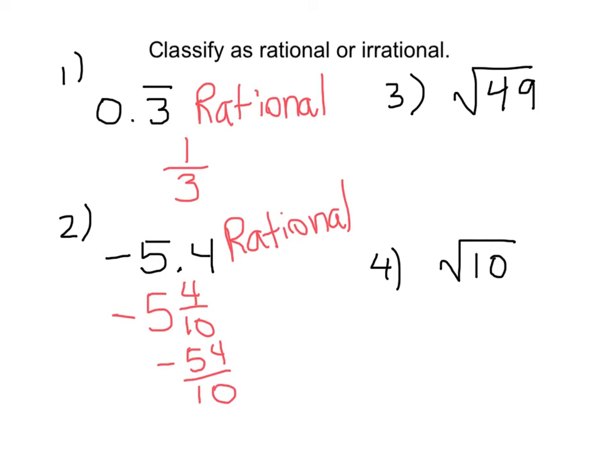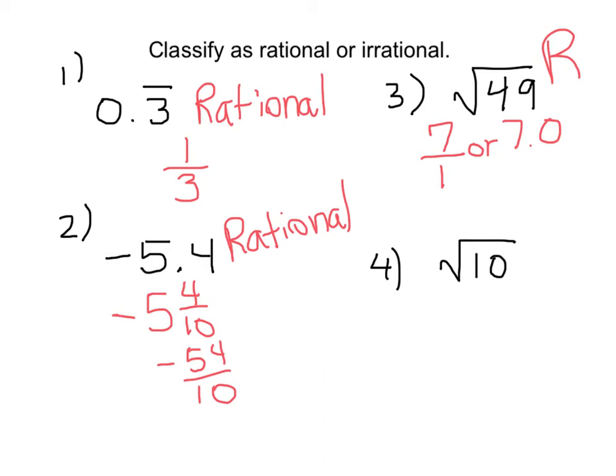Number 3, square root of 49. Well, the square root of 49, the positive root is 7, which is the same as 7 over 1 or 7.0. So it's a fraction. It's also a terminating decimal. This is a rational number.